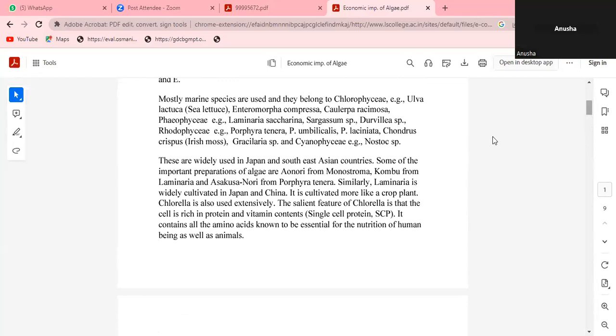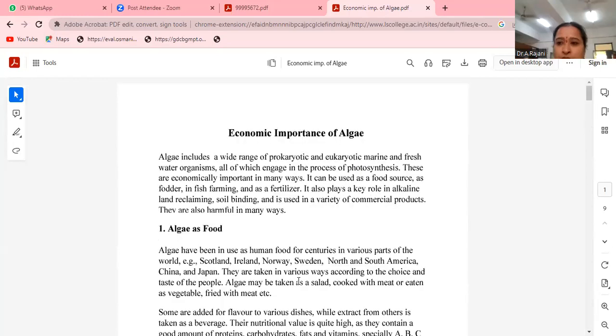Economic importance is also an expected question. Here, algae are mostly very important economically. You know, algae have prokaryotic characters, eukaryotic characters, marine, freshwater. These are things you know. Explain in this one. What is the food? First one.